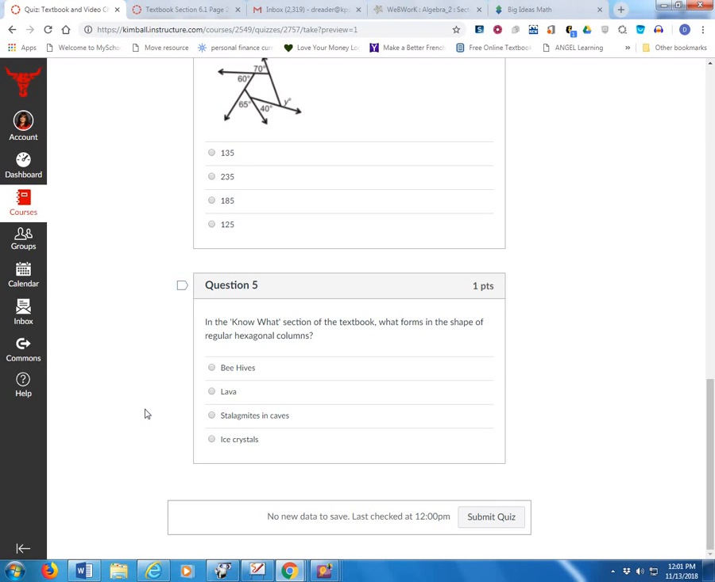So that's it for this section. What I'll do now is go ahead and pass the test back, and we'll go through those.